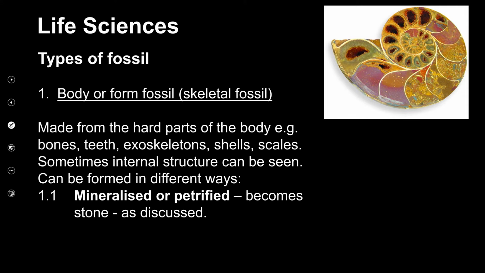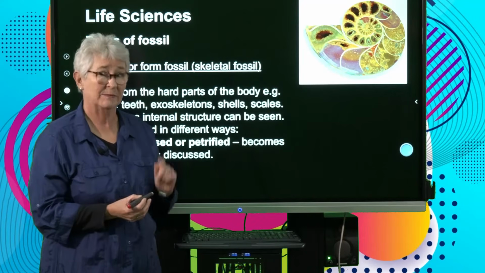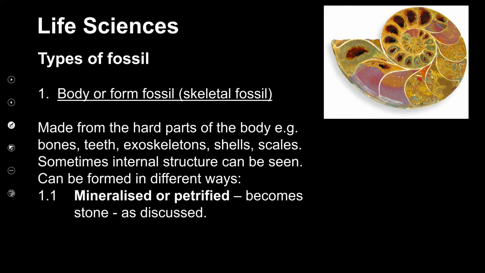Now, there are different types of fossil. They all give us information, but they're formed in a slightly different way. So let's have a look at these different types of fossils. The most useful ones are body fossils, which are basically parts of a skeleton. For example, this picture here is a fossil of a sea mollusk.